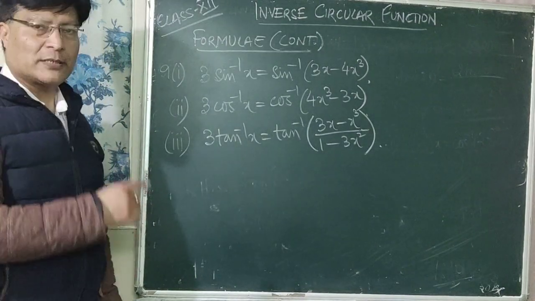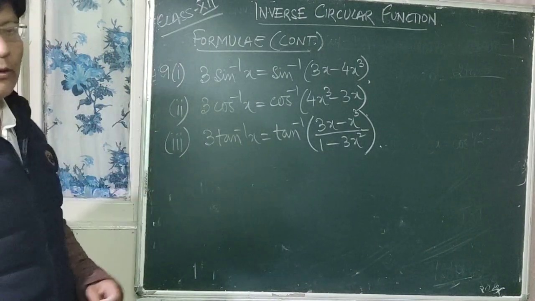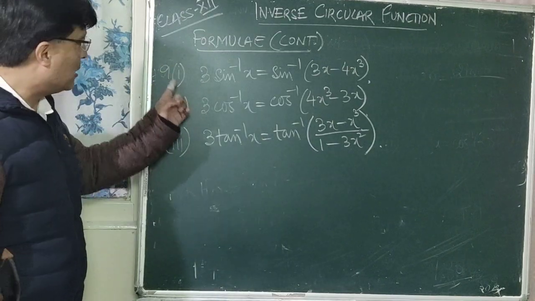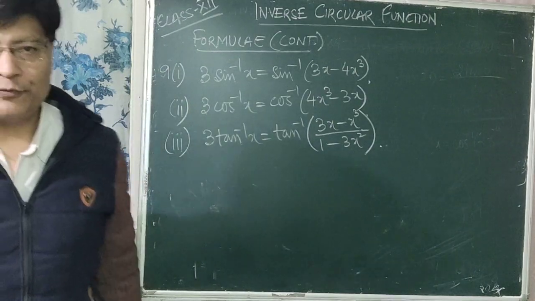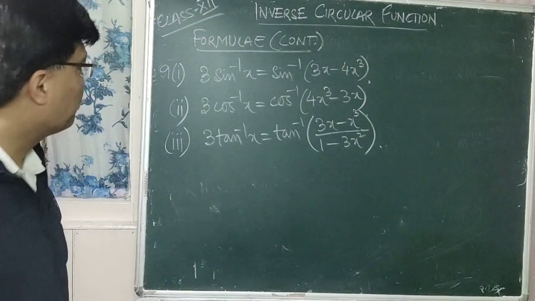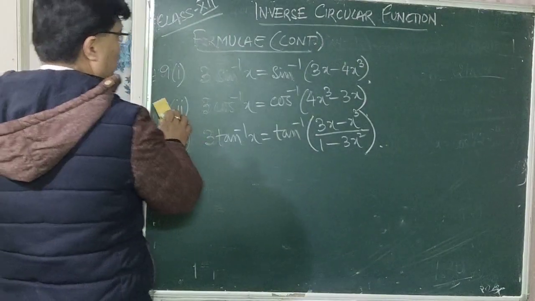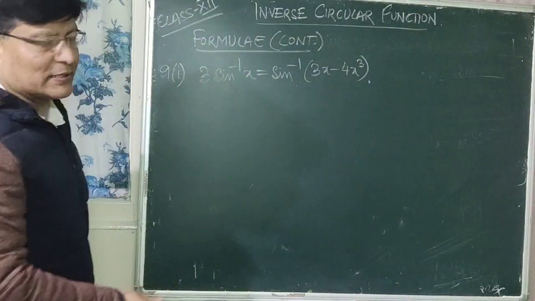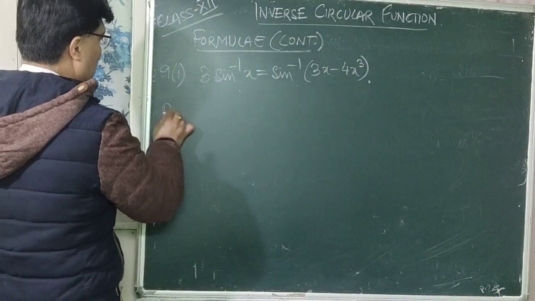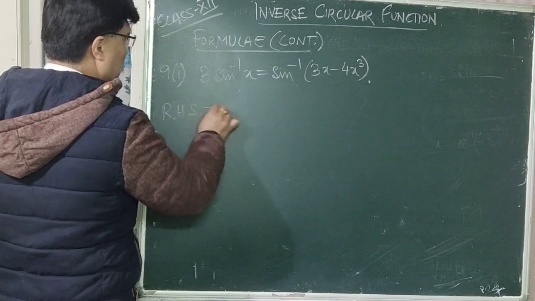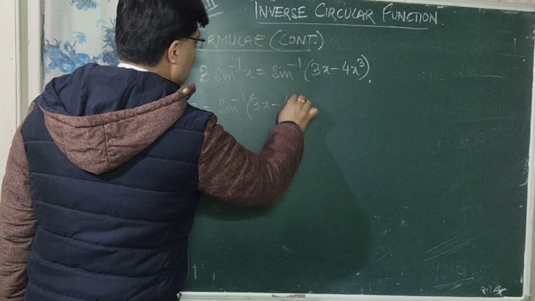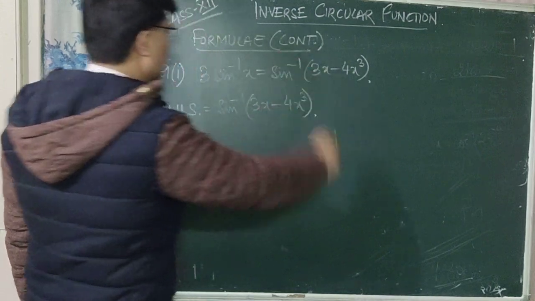So did you copy it? Okay, now let us prove number 1. Okay, so 1 and 2 are of similar type. I'll do number 1. Let us prove number 1. Okay, so let us prove it from right hand side. So RHS is equal to sin inverse 3x minus 4x cube, right?